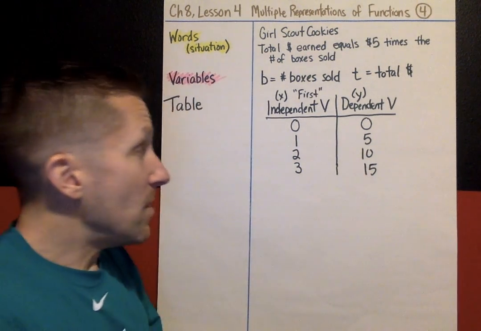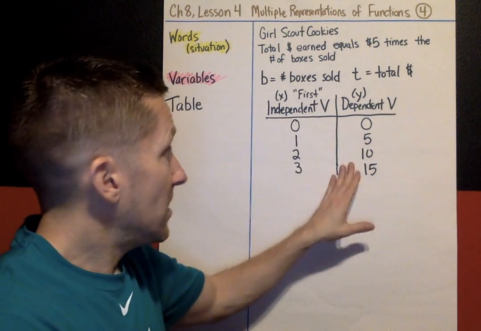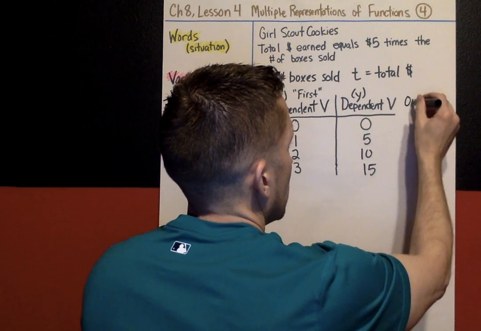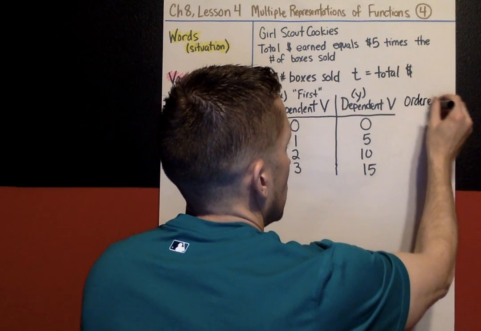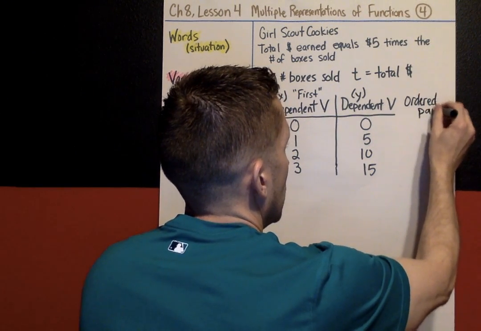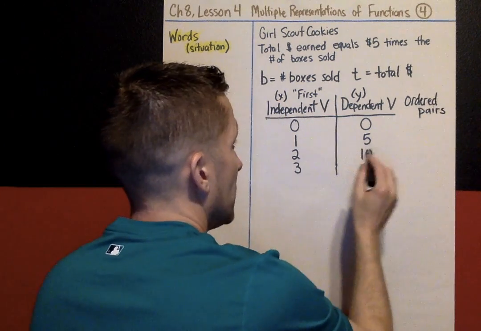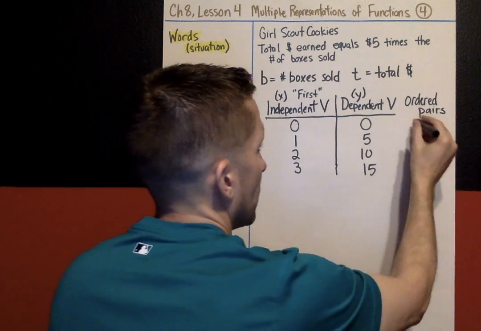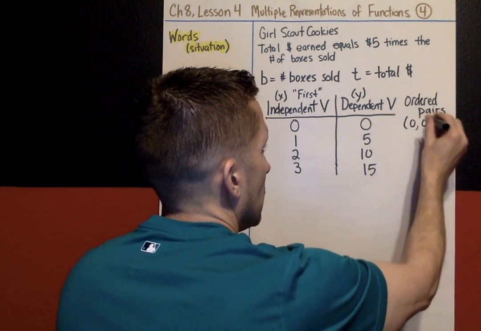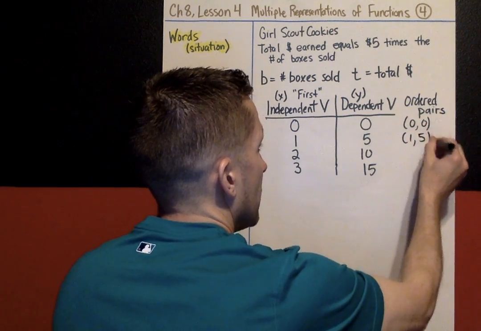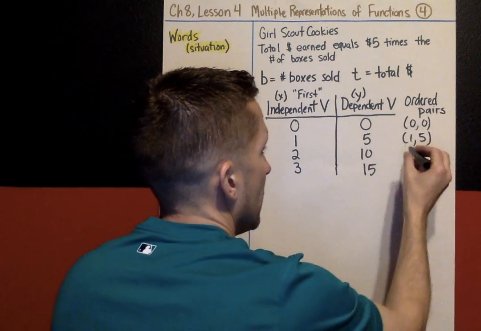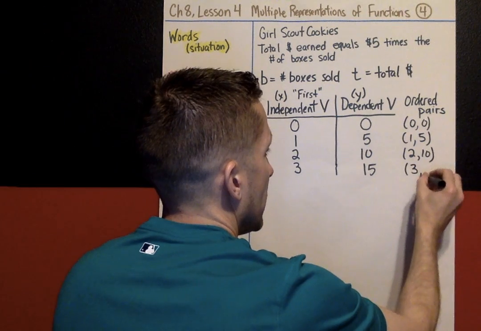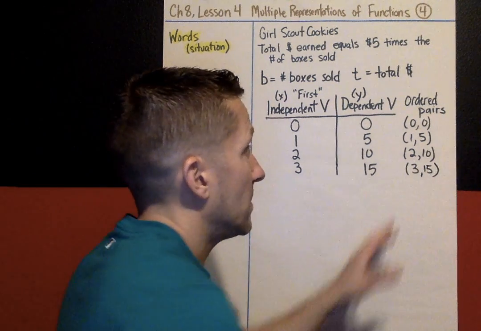So now we've got a function table. And from this, over here, I'm going to put the ordered pairs. Remember, from a function table, you can graph this, and the ordered pairs would be 0, 0, 1, 5. I'm just doing x and y, 2, 10, and 3, 15. And of course, this continues.